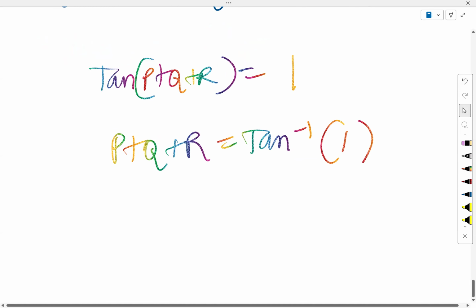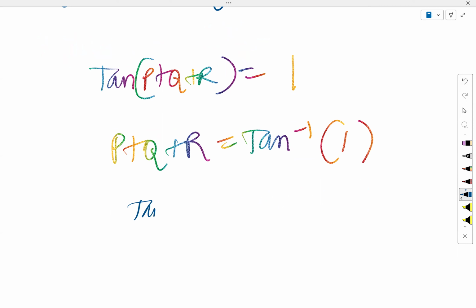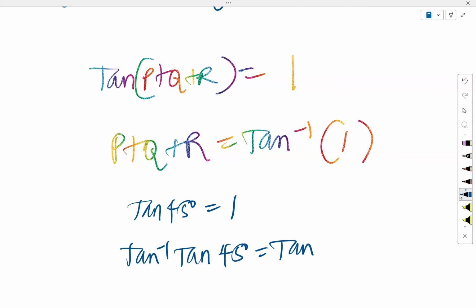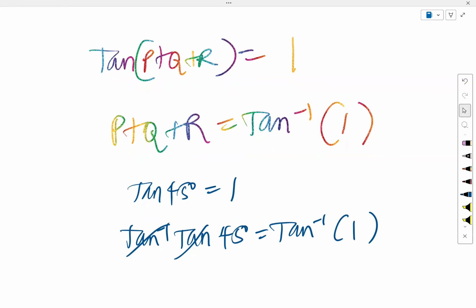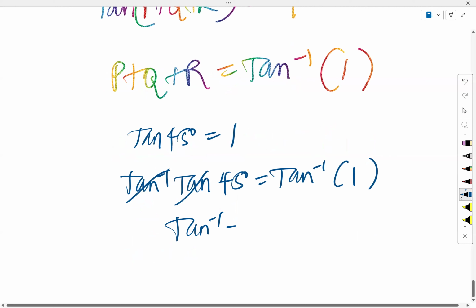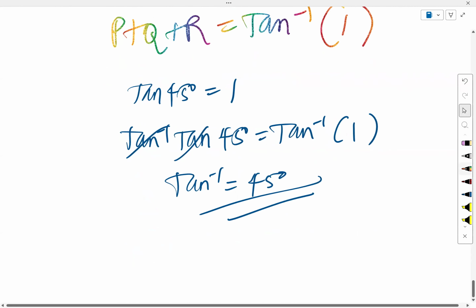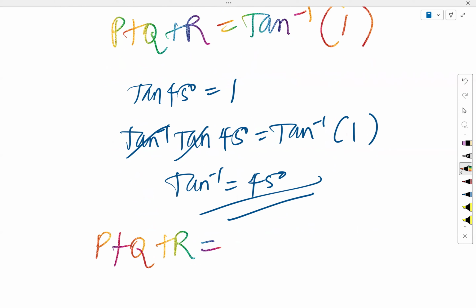So that means the inverse tan of, so this is what I mean. If I might just quickly go to that. Don't forget that tan 45 degrees is 1. So that means if you take the arctan of both sides, arctan of tan 45 degrees is arctan of 1. So tan cancels out. So that means that arctan of 1 is 45 degrees. So that means P+Q+R is equal to 45 degrees.